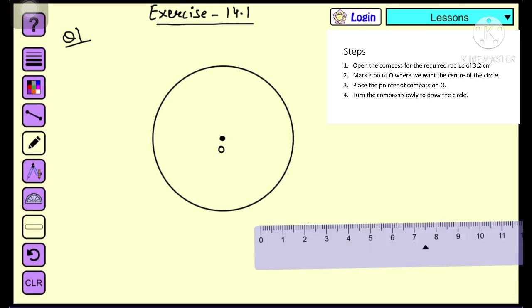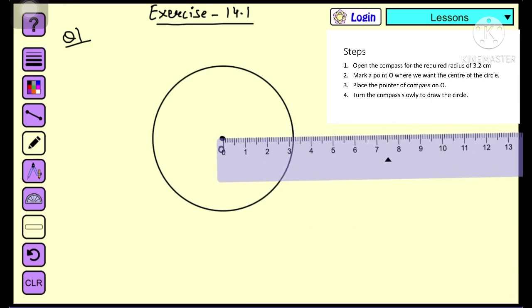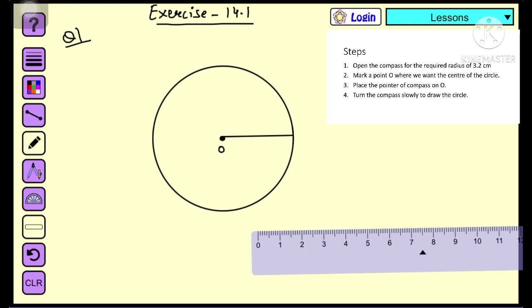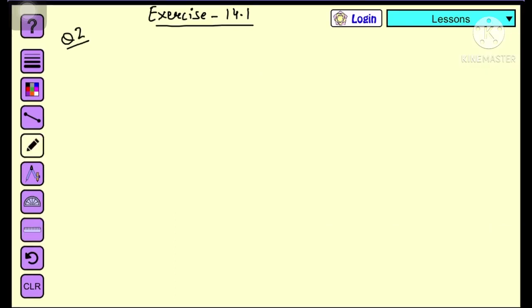Now you can measure the radius of this circle. It is exactly 3.2 centimeter. So this is our first question. It is complete now. Okay students, now start question number 2.